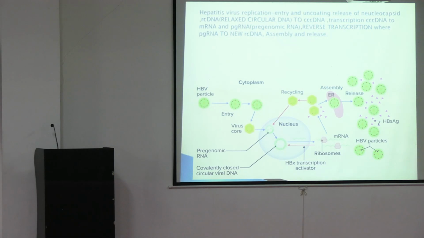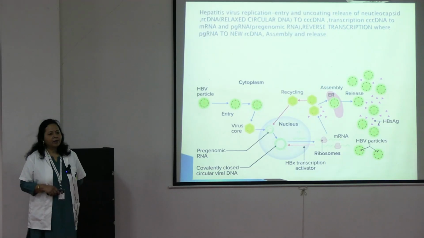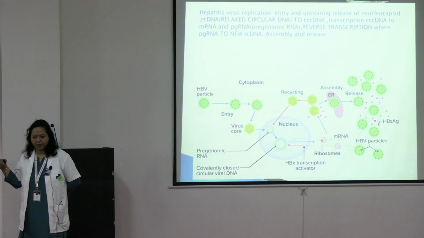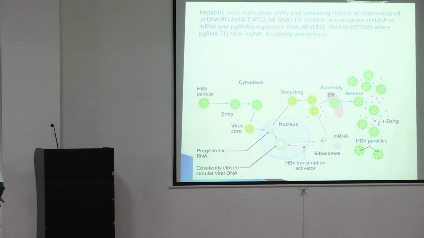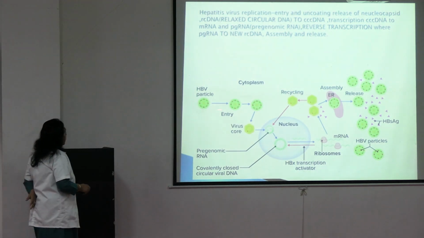So once one virus enters, it utilizes the enzymes of this liver cell, because it is a DNA virus. It enters inside and gives rise to a lot of progeny or daughter viruses, and they subsequently infect other hepatocytes, other liver cells. That's how a lot of liver cells are infected, and as a consequence you get liver cirrhosis or hepatocellular carcinoma.